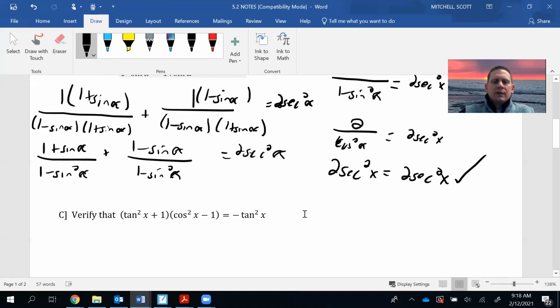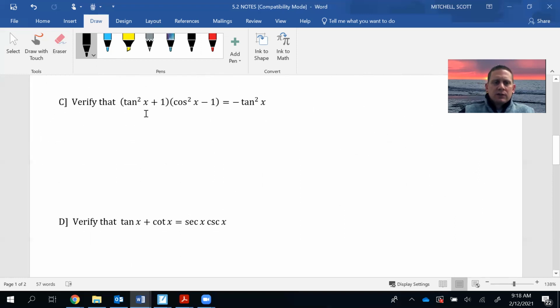Okay, let's take a look at letter C here. Verify this identity. I'm looking at the left side because it looks more complicated, to equal the right. I don't think I want to FOIL because the right side is just one thing, and if I FOIL, I feel like I'm going to have at least 2 terms, if not 3 or 4 terms. So I think about making one of these into an identity.